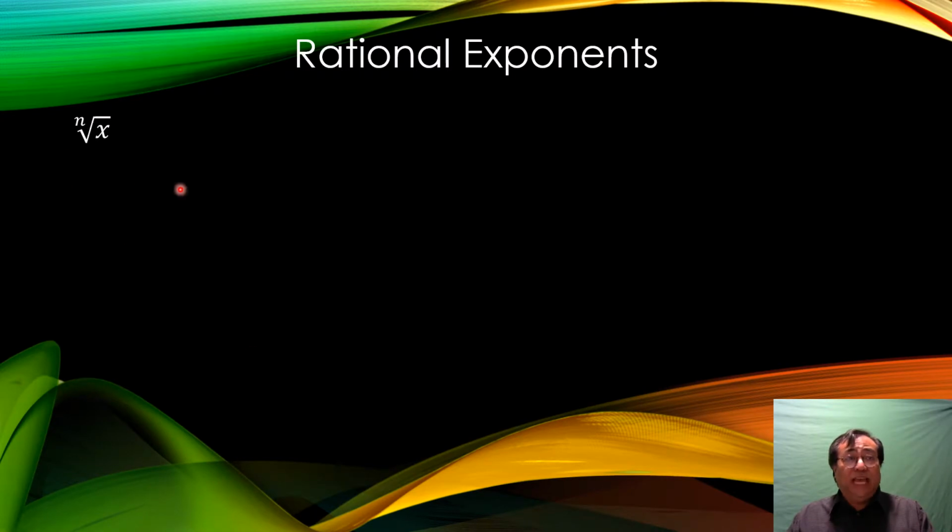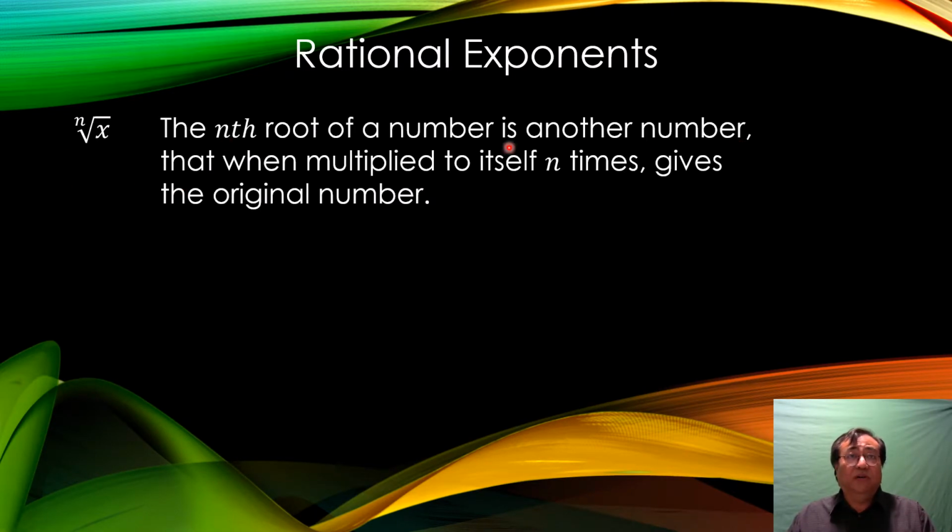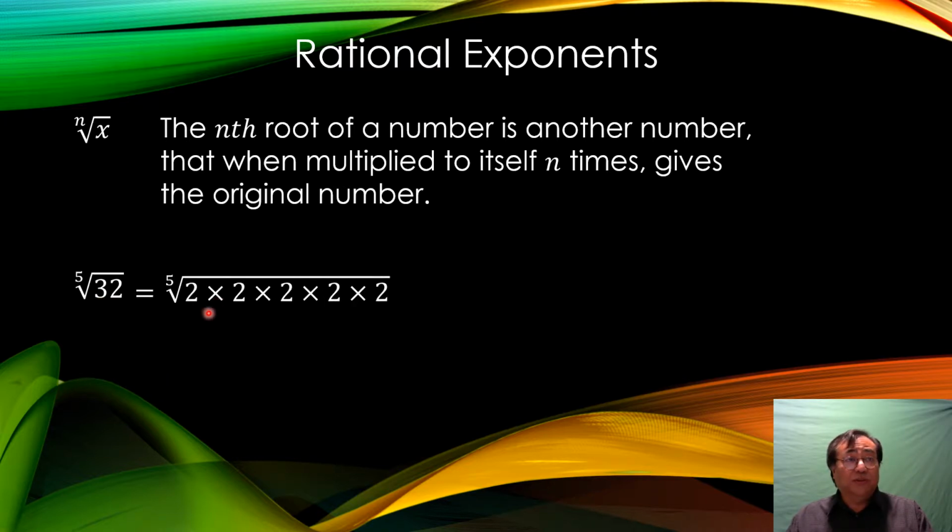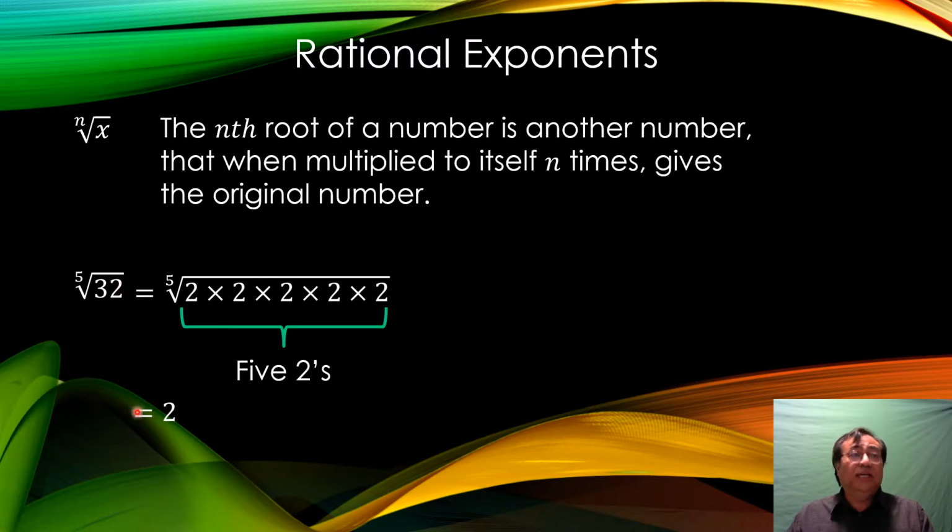So what is the nth root of x? The nth root of a number is another number that, when multiplied by itself n times, gives the original number. So like the fifth root of 32, here 32 is 2 times 2 times 2 times 2 times 2. There are 5 2's here, right? 5 2's, that produces a 32. So the fifth root of 32 is 2.